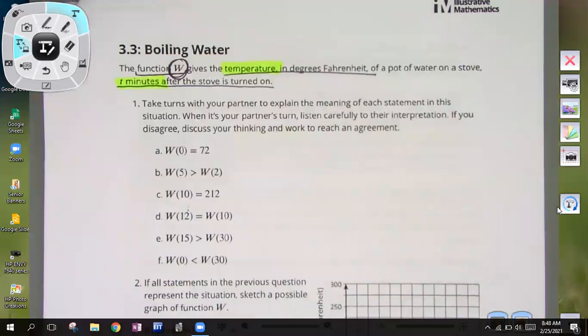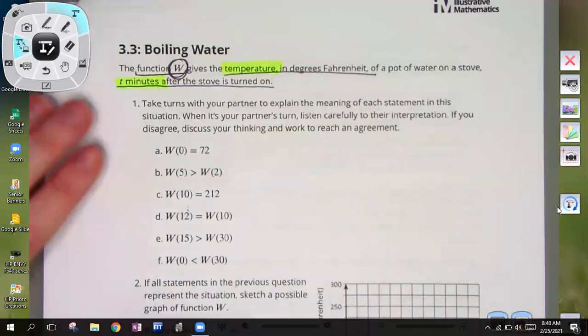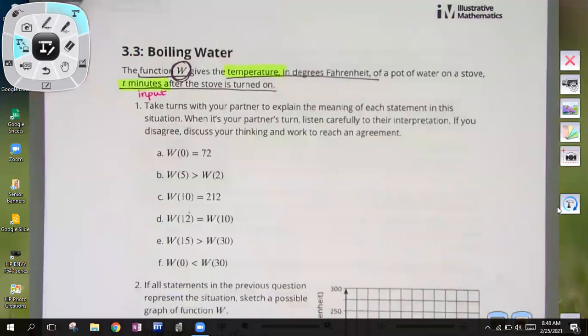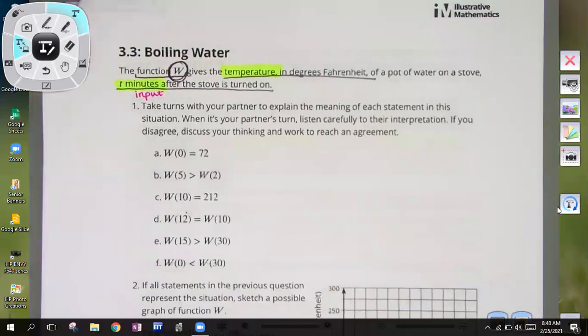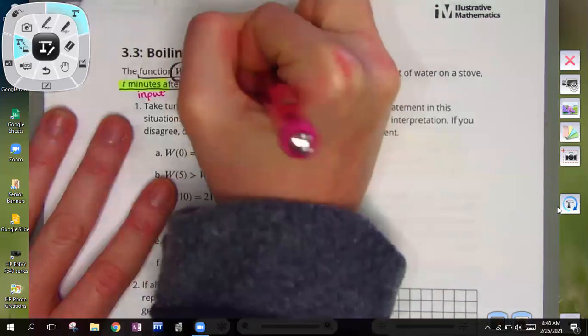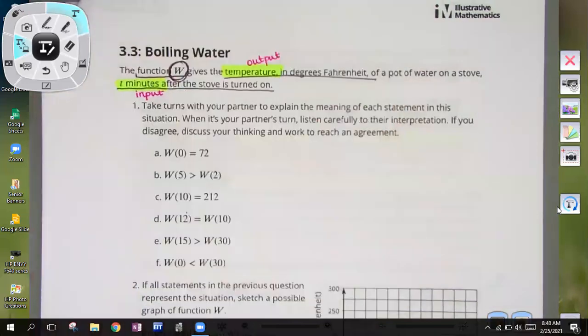Lake, I think I know what input and output is. What is my input and output, Lake? Your input is your time. My input is my time. So anytime I look at my function and I see the number inside the parentheses, what's it going to tell me? Your time. The minutes after the stove is turned on, which is my time. Good. And then your output is your temperature. And so whatever it's all set equal to is going to tell me my temperature, degrees Fahrenheit, in degrees Fahrenheit.